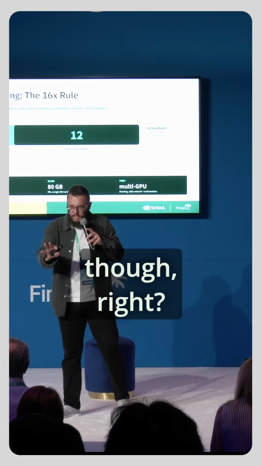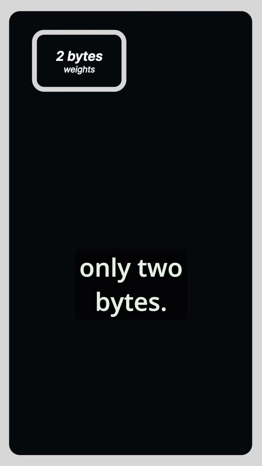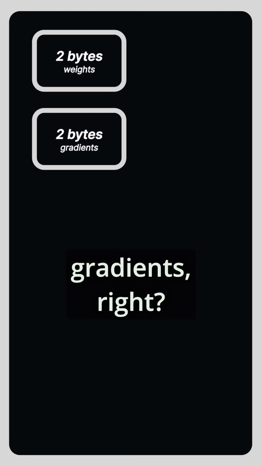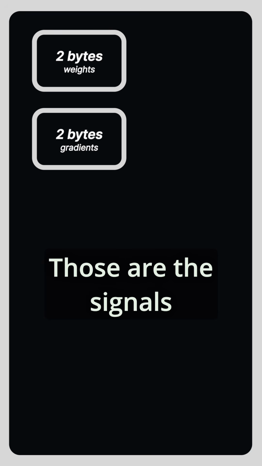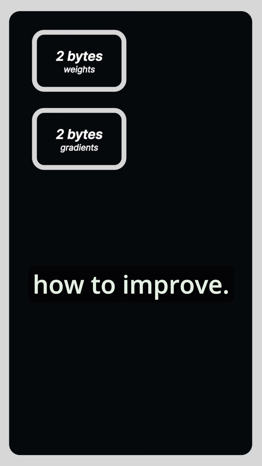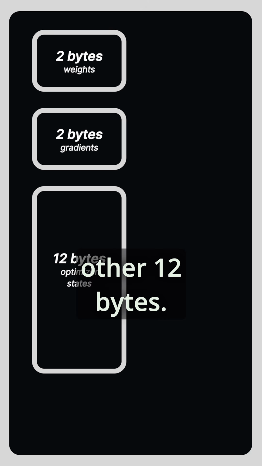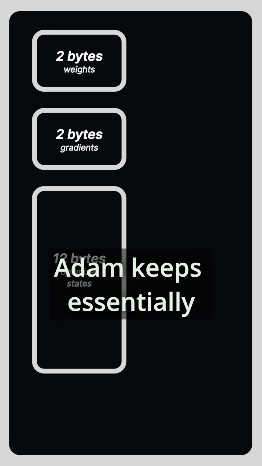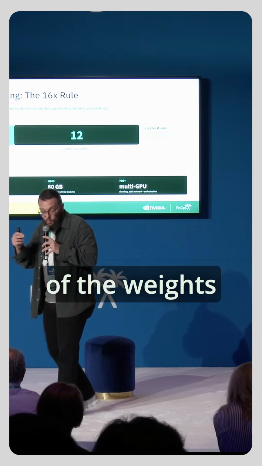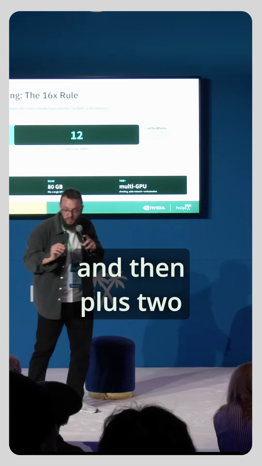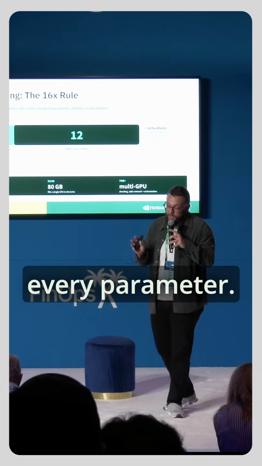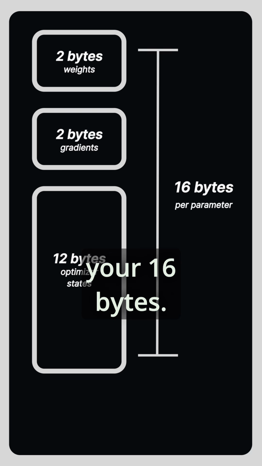Let's break that down though, right? So the weights are actually only 2 bytes. Now on top of that, you have the gradients, right? So 2 bytes for those. Those are the signals that kind of tell the model how to improve. Then we have the optimizer states, and those literally take up the other 12 bytes. The way that's broken down, Adam keeps essentially a high precision copy of the weights, plus 2 running statistics for every parameter, and those add up to your 16 bytes.